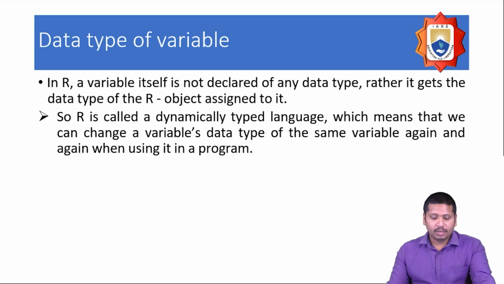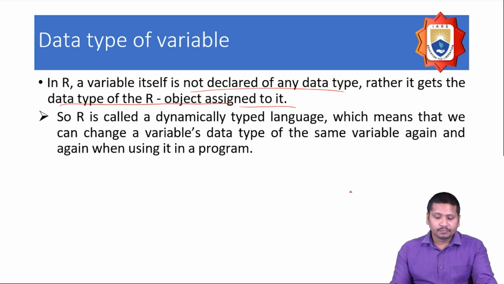And the next one is the data type of the variable. Normally in R, there are different types of variables. The variable itself cannot be declared as a data type. Rather, it gets the data type of the R object assigned to it. In many programming languages, the variables are declared with a type, but in R it is not like that, and the data type of the R object is assigned to it.